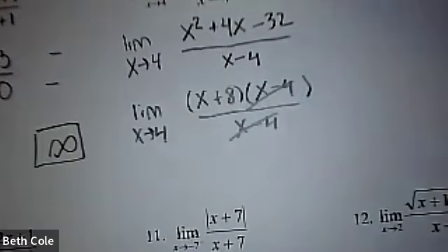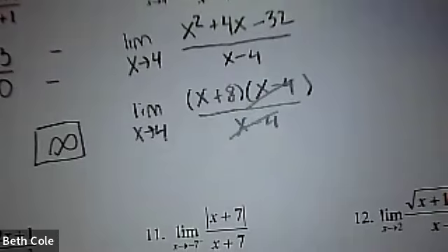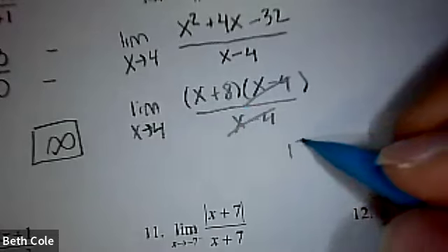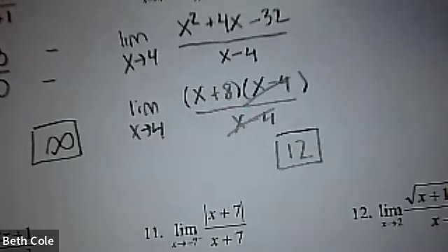We get these to cancel. 0 over 0 means there's a hole in the graph, so we're canceling out the part that made the hole. And then you plug 4 back in. So 4 plus 8 is 12. So our overall answer to the whole thing is 12.